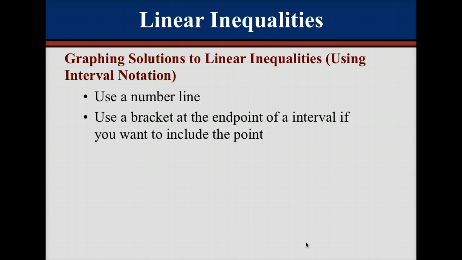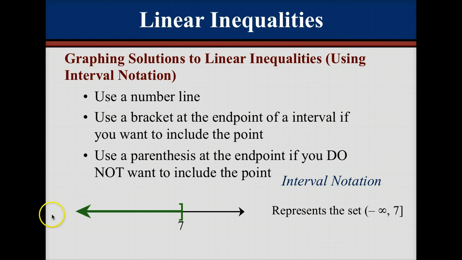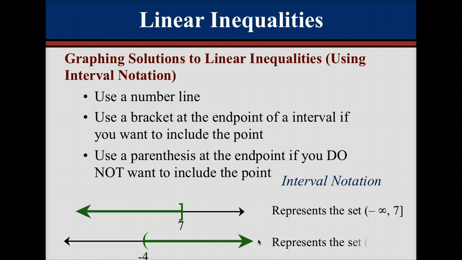Now, using interval notation, it's similar to set notation. However, when we're going to include the point, or if it's an or equal to, we use a bracket. Notice it's negative infinity. We read left to right, negative infinity, all the way up to 7, and 7 is included. Now on the other one, -4 was not included, so it's -4 to positive infinity. So this is called interval notation. And in today's lesson, that's what we're going to be writing our solution as, in interval notation.